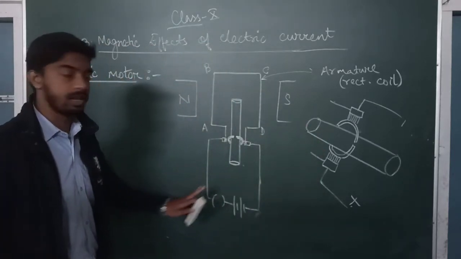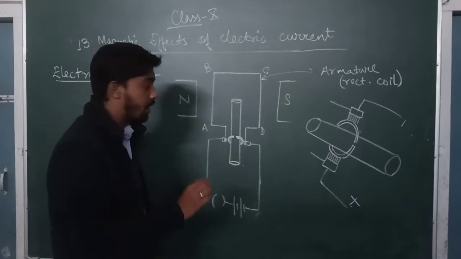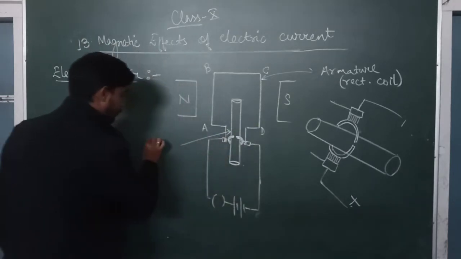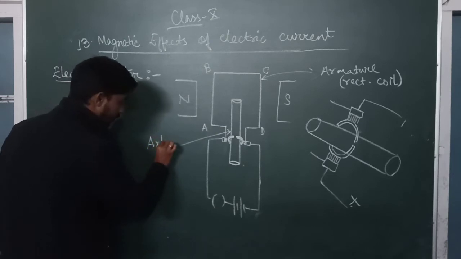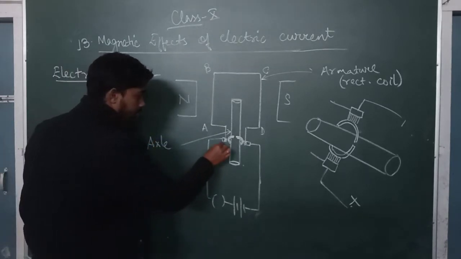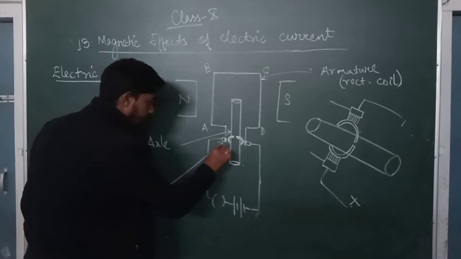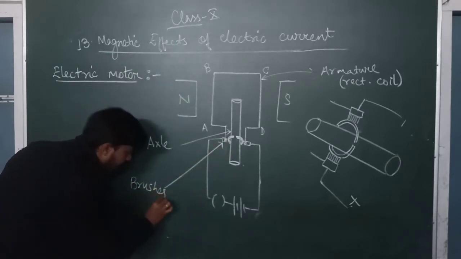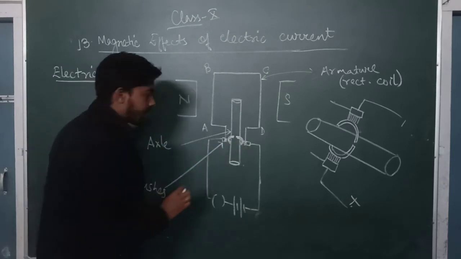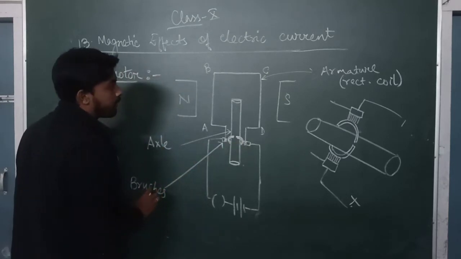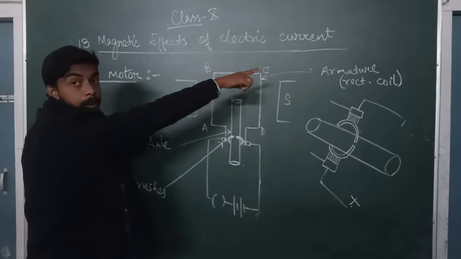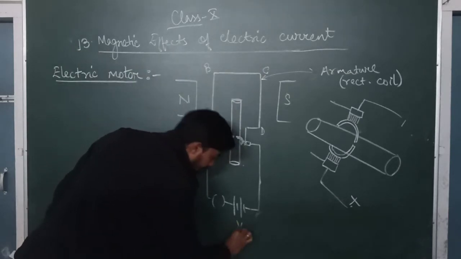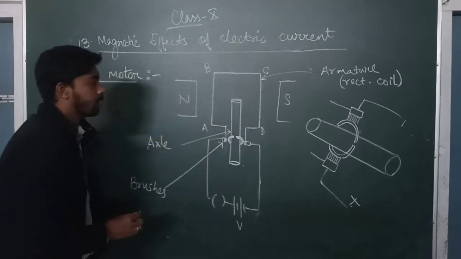Now let us consider here. So let's see what the parts are. This is the axle. This is the brush. There are two brushes, and this is our armature which I have marked there, and this is our battery which will provide voltage, and this is our key.